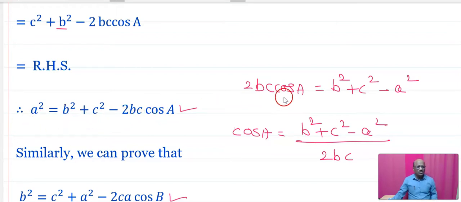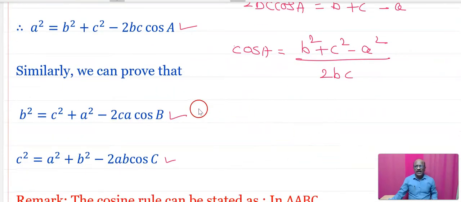Again, this cosine rule can be written in this manner. Bring the term 2bc cos A to the left-hand side and a square to the right-hand side. Therefore 2bc cos A is equal to b square plus c square minus a square. And hence you will have cos A is equal to b square plus c square minus a square upon 2bc.